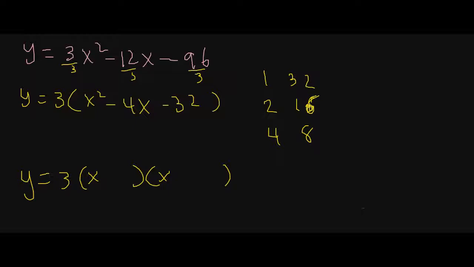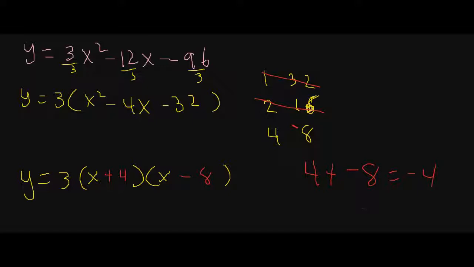So can we add or subtract 1 and 32 in any way to give me the negative 4? Well, nope, that's not going to work. So we can go ahead and cross that off. Can I add or subtract 2 and 16 in any way to get negative 4? Well, that's not going to work either, so we cross that off. And last but not least, can we add or subtract 4 and 8 in any way to get negative 4? Well, yeah, we could do 4 plus negative 8, which gives me negative 4. So therefore we know this should be x plus 4, and this will be x minus 8.